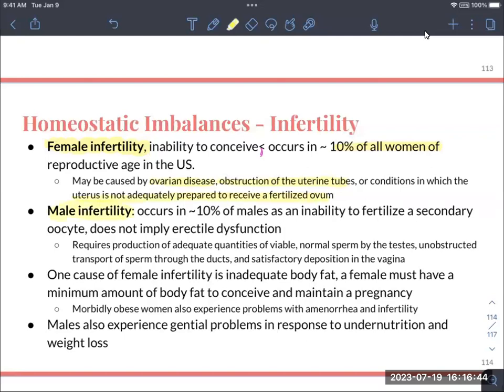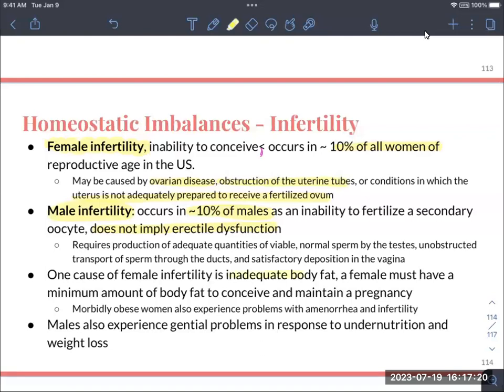Male infertility. This happens in about 10% of males. It's the inability to fertilize that secondary oocyte. This does not imply erectile dysfunction. It requires production of adequate quantities of normal sperm, unobstructed transport, and being able to deposit it into the vagina. These are all things that are actually looked at to determine male infertility.